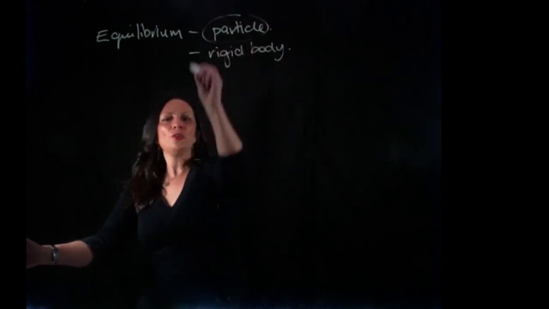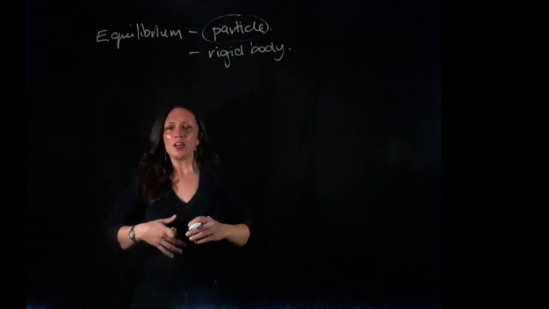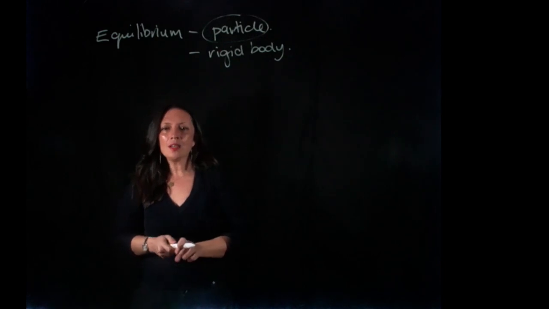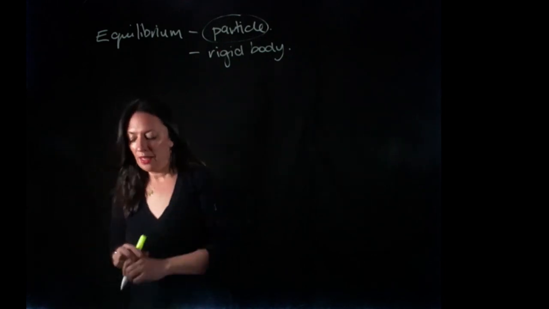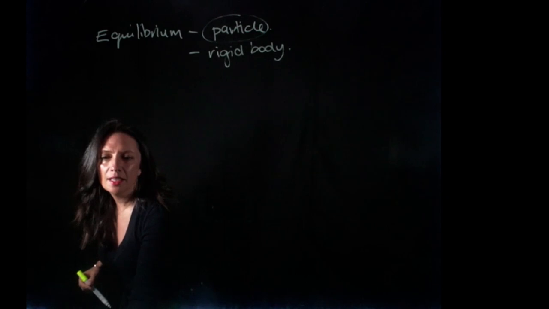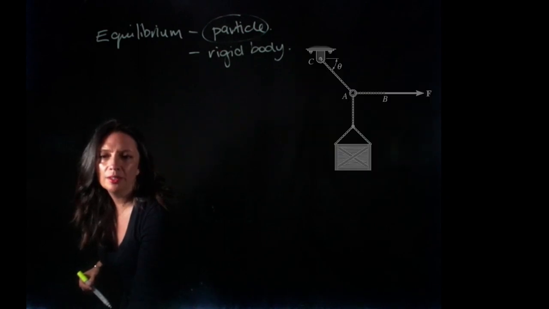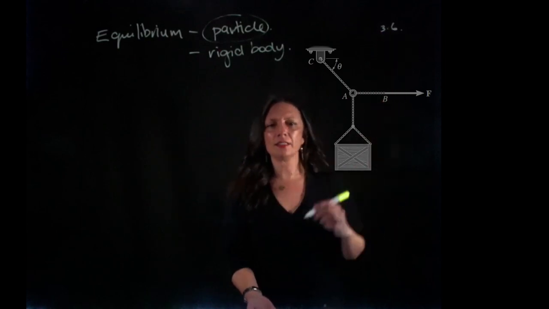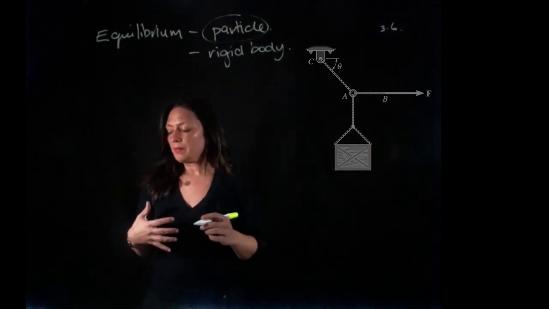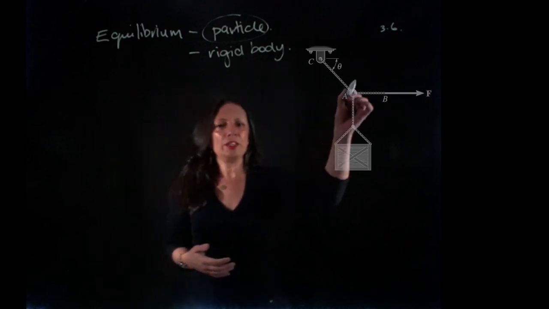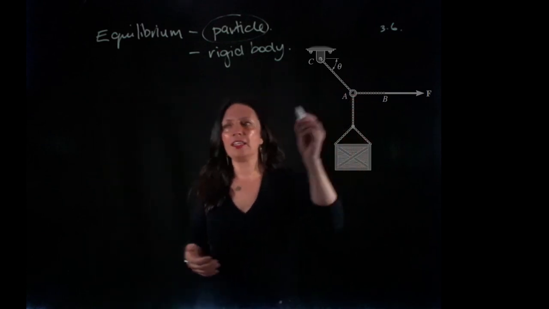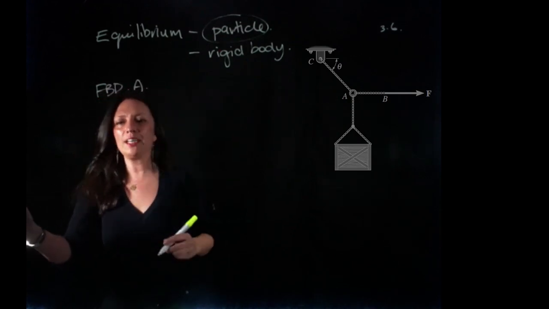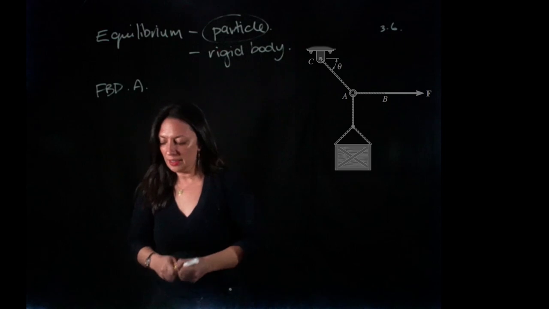When we talk about particle equilibrium, it is all the forces acting on one point. So they're actually simpler problems. If we take a look at the question in your tutorial book, I believe this is question 3.6, we want to draw the free body diagram at A. So we're going to draw a free body diagram at point A. What is it going to look like?